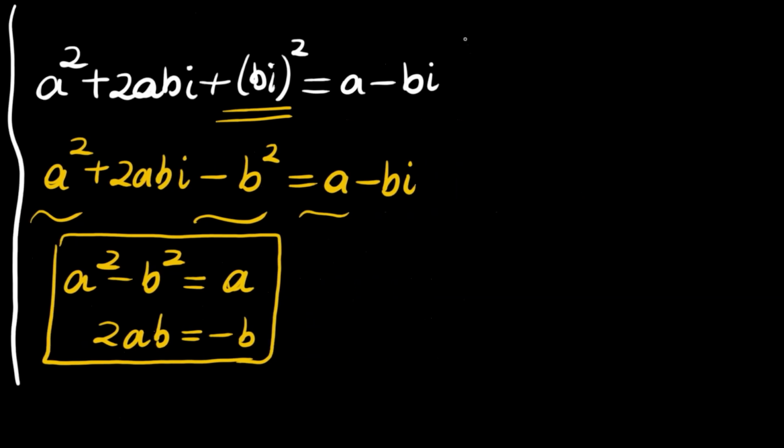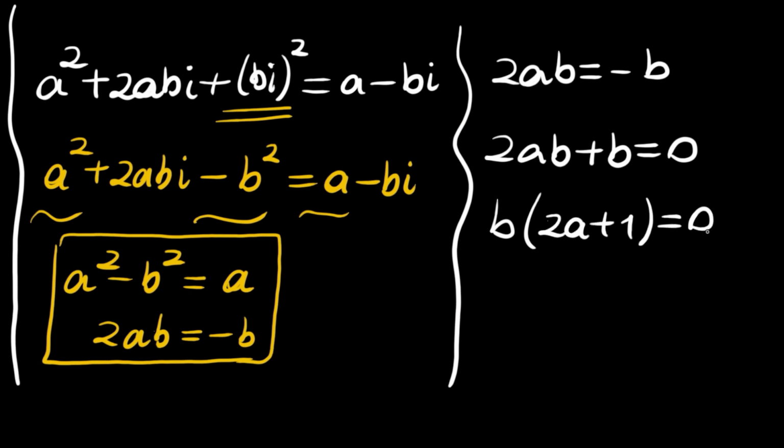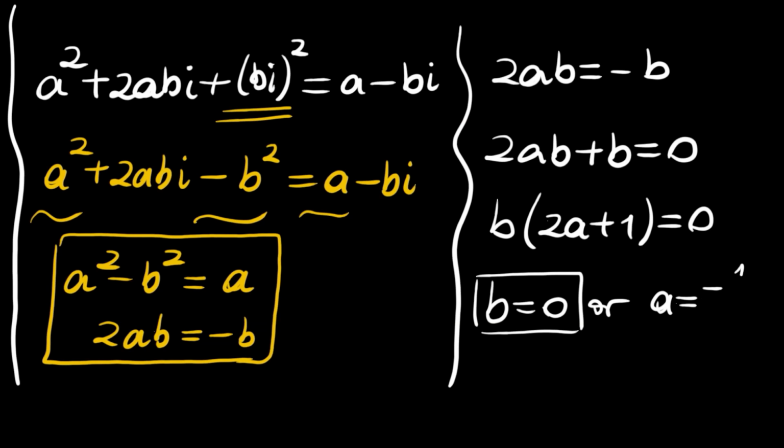Let me use the second first. 2ab is equal to negative b, so 2ab plus b is equal to 0. Factoring out b, we have b times 2a plus 1 is equal to 0. So b is 0, or a is negative 1/2. This is the result from the second equation. We will use this in our first equation.